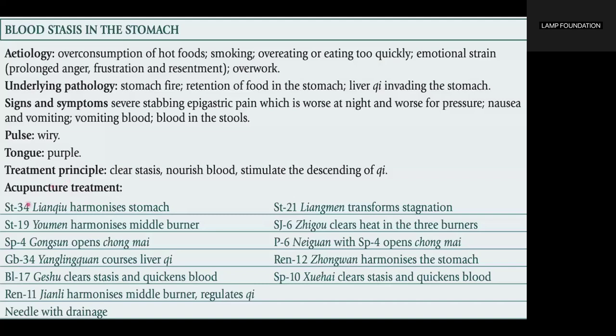Acupuncture treatment: stomach 34 to harmonize the stomach, stomach 19 to harmonize middle burner, spleen 4 to open the Chong Mai, GB 34 to soothe liver Qi, bladder 17 to clear stasis and quicken blood, REN 11 to harmonize middle burner, regulate Qi, stomach 21 to transform stagnation, Sanjiao 6 to clear heat in the three burners, pericardium 6 with spleen 4 to open the Chong Mai, REN 12 to harmonize the stomach, and spleen 10 to clear stasis and quicken blood. Needle with drainage. Relevant advice: this will depend on which imbalances underlie the blood stagnation in the stomach.